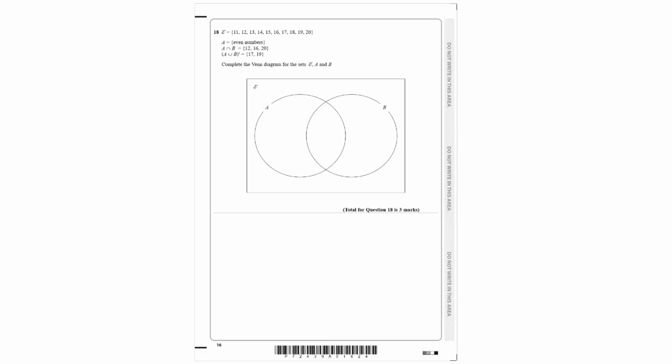Welcome back, Crammers, to question 18. A list of subsets are given. Complete the Venn diagram for sets E, A, and B.